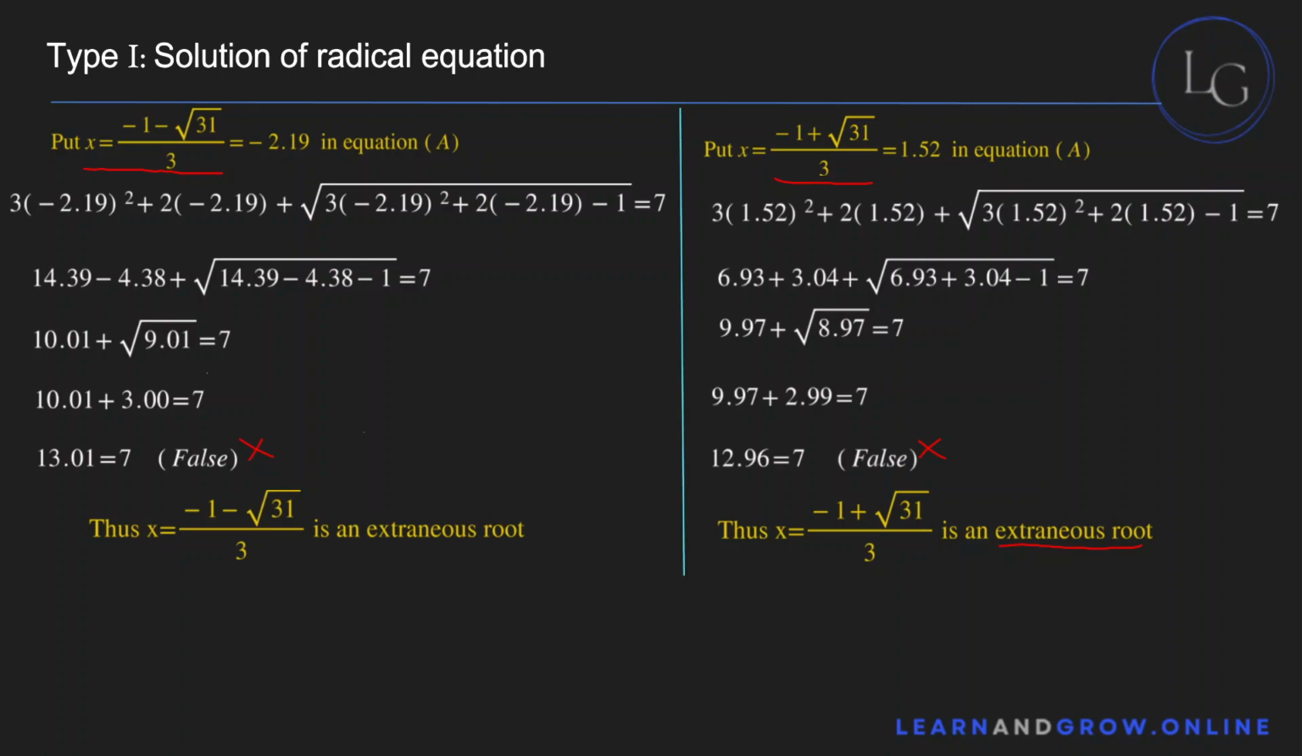So for all radical equations, you'll have to confirm if a solution is actually a solution or if it is an extraneous root. And you'll do so just by plugging in the solutions that we found into the original equation and check if the left hand side is equal to the right hand side. And that's it.